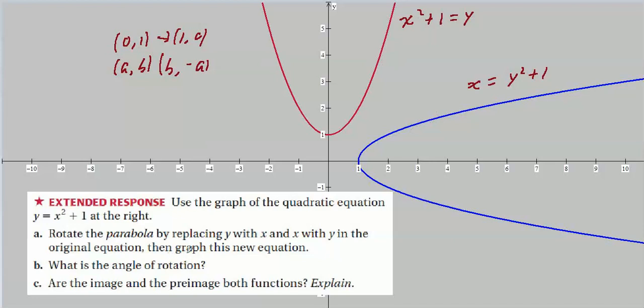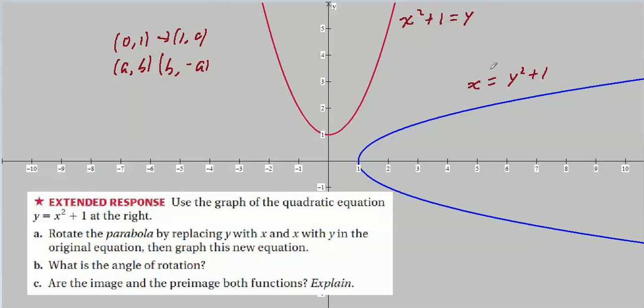Are the image and the pre-image both functions? Well, this is a function. For every x, there is exactly one y coordinate. Don't let me get by with saying things like that. Remember, it's a function of x, so to be a function, the result over here has to be unique. Otherwise, you just get a big mess. You don't know which one of these you're referring to if x squared plus 1 could be different things.